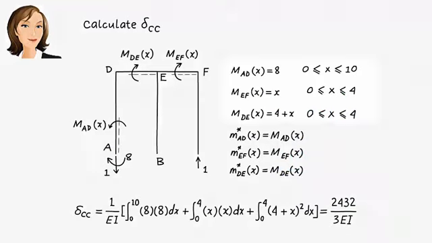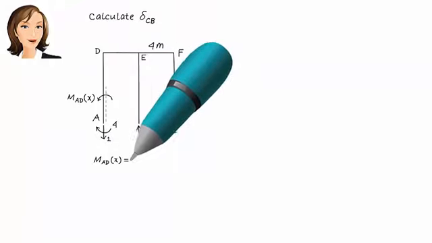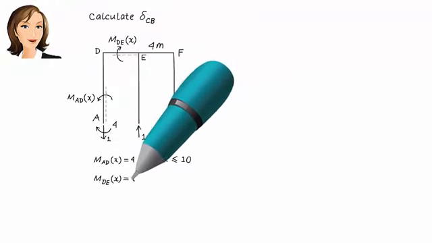Here we have 3 members carrying a non-zero bending moment. Bending moment in BE and CF is 0. Next, we need to get delta CB. This is the vertical displacement at C due to a vertical unit load placed at B.